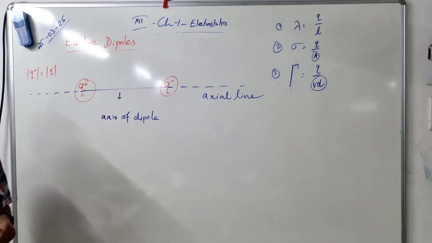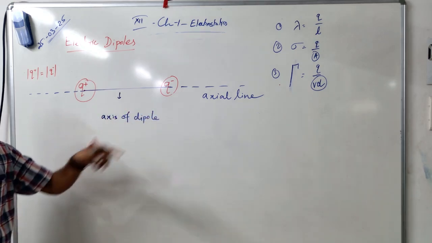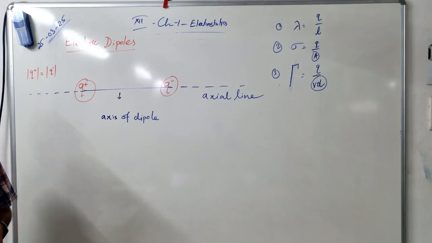Noted? Axis of a dipole and axial line of a dipole. Have you noted it down? Shall we proceed?